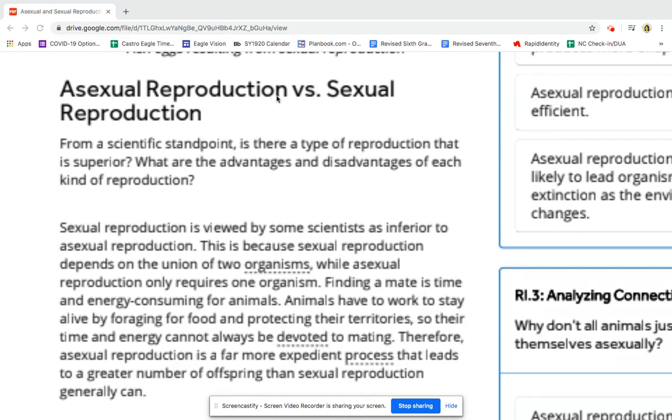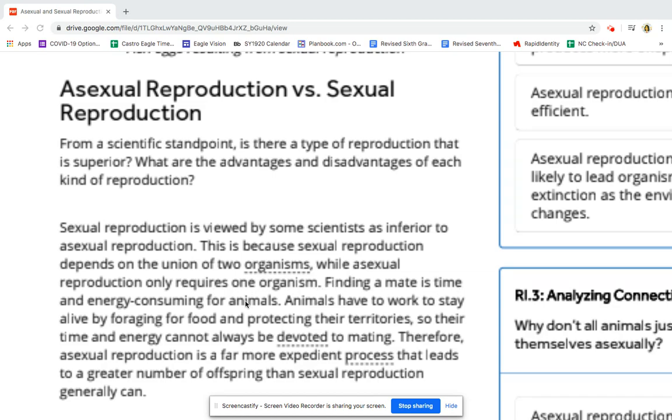Asexual reproduction versus sexual reproduction. From a scientific standpoint, is there a type of reproduction that is superior? What are the advantages and disadvantages of each kind of reproduction? Sexual reproduction is viewed by some scientists as inferior to asexual reproduction. This is because sexual reproduction depends on the union of two organisms, while asexual reproduction only requires one organism.